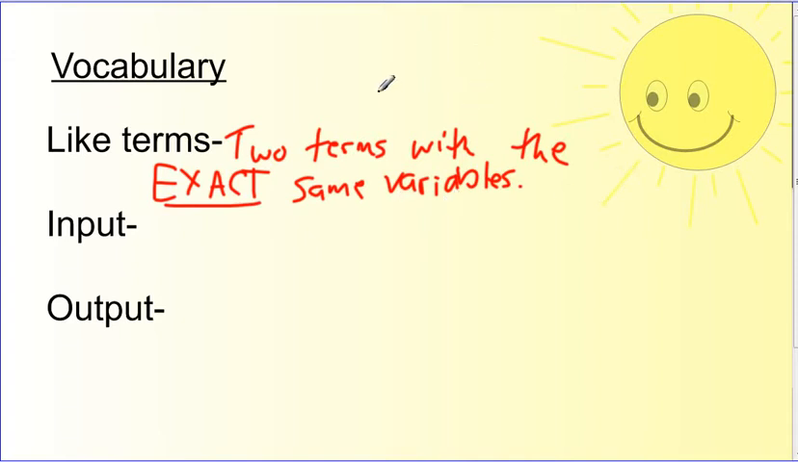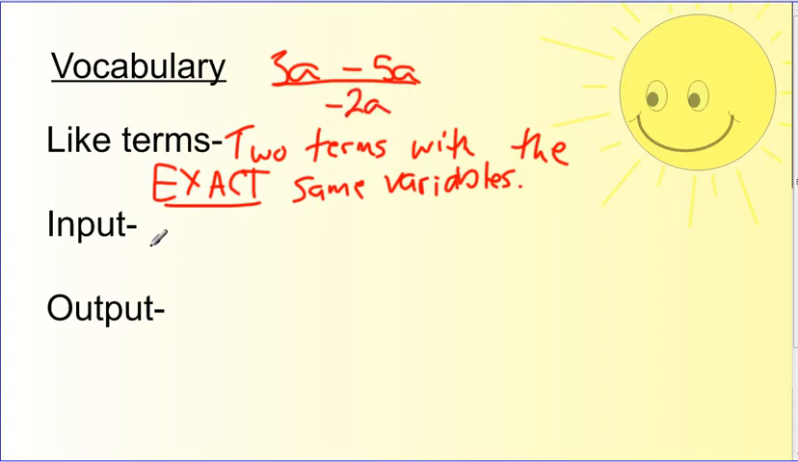So, for example, if I have 3a minus 5b, those are not like terms because they have different variables. But if I have 3a minus 5a, those are like terms, they have the same variable. And then what we'll be able to do is simplify and say, okay, 3a's minus 5a's is a negative 2a's.